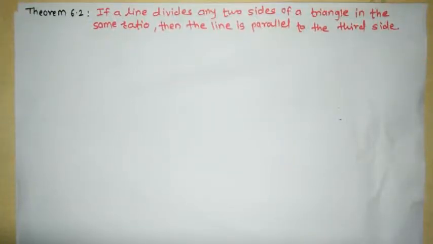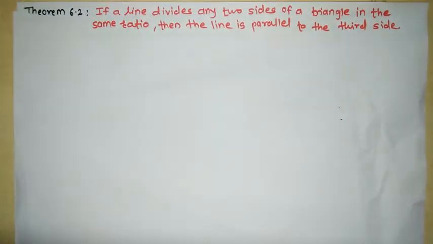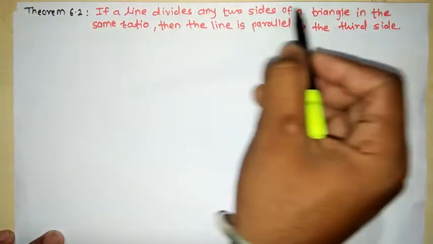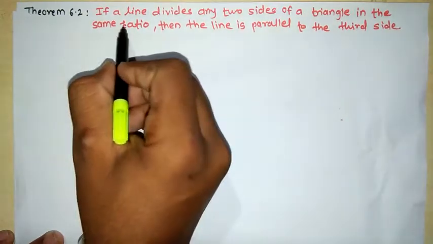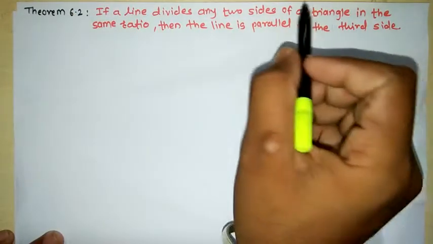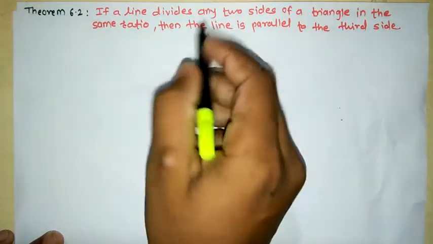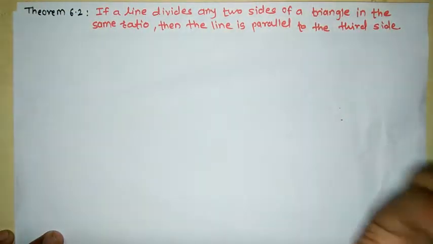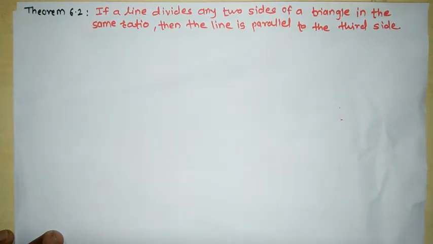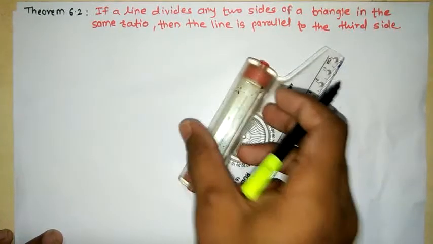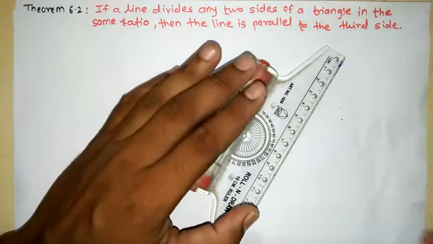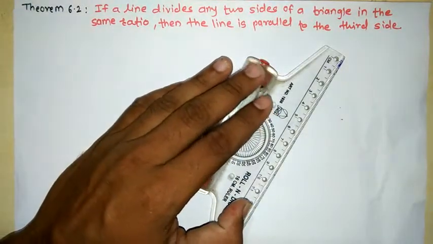Okay, now we will see theorem 6.2, that is the converse of BPT theorem. See, what is the statement of the converse of BPT theorem? If a line divides any two sides of a triangle in the same ratio, एक लाइन अगर एक ट्रायंगल का दो साइड को सेम रेशियो में डिवाइड करता है, then the line is parallel to the third side. You can say that then the line is parallel to the third side. For this we will consider one triangle. See here, I will draw a triangle.